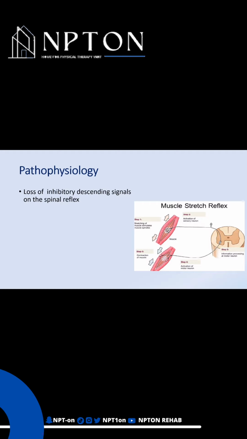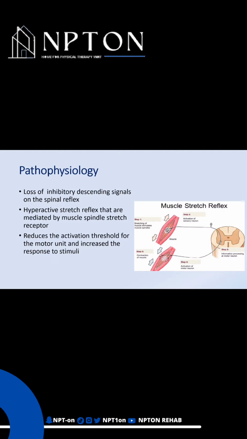So we can summarize the pathophysiology of spasticity in spinal cord injury as loss of inhibitory descending signal in the spinal reflex. There's no inhibitory signal coming from the brain to the spinal cord. Hyperactivity of the stretch reflex that is mediated by muscle spindle stretch receptors, and reduced activation threshold for the motor unit and increased response to stimuli.